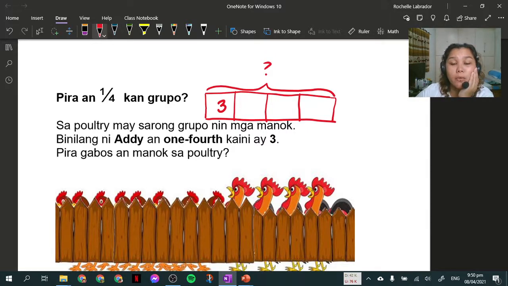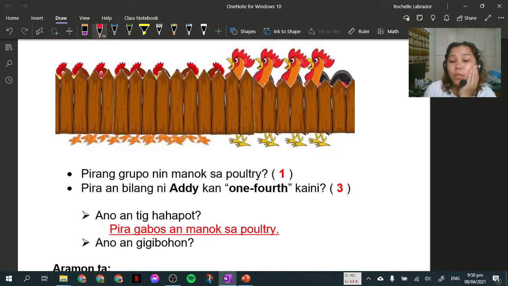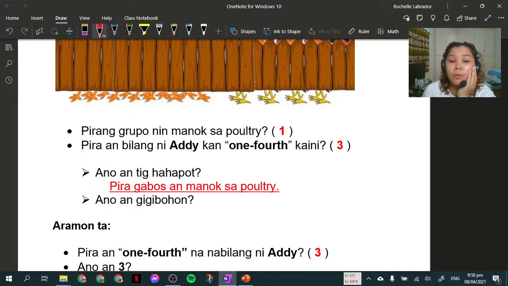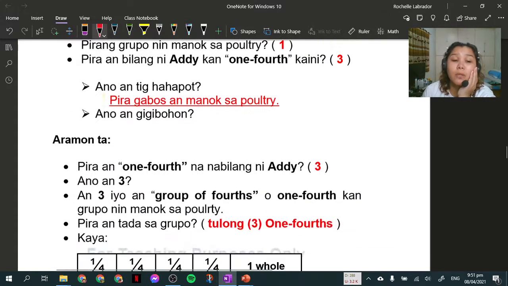So, ano pa ang kulang para we can get the total number of chickens in the group? Okay, so pirang grupo nin manok sa poultry? 1. Piran bilang ni Adikan? 1/4 kay ni 3. So, ano tighapot? What is being asked? Pira gabos ang manok sa poultry. How many chickens are there in all? So, anong gigibuhan ta? So, pira ang 1/4 na nabilang ni Adi? 3. So, ano ang 3? Ang 3 iyon group of fourths o 1/4 kan grupo nin manok sa poultry.